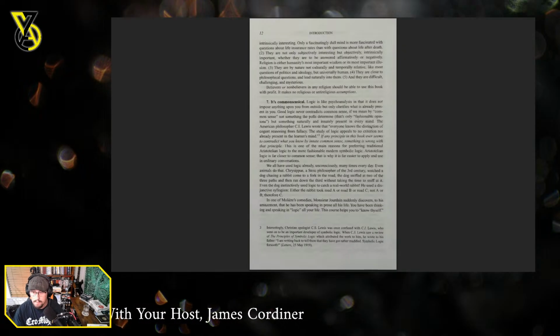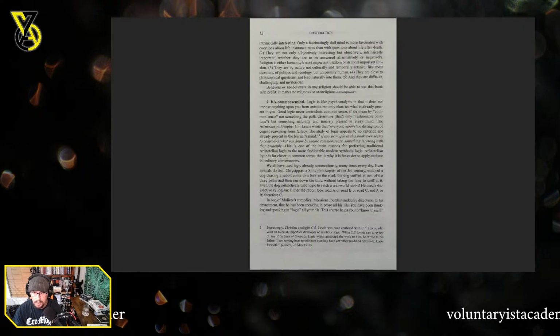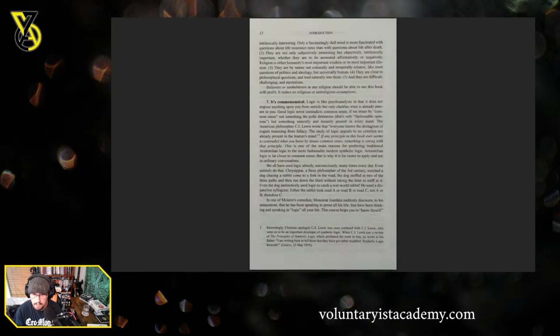This is one of the main reasons for preferring traditional Aristotelian logic to the more fashionable modern symbolic logic. Aristotelian logic is far closer to common sense. That is why it is far easier to apply and use in ordinary conversations. We all have used logic already, unconsciously, many times every day. Even animals do that.